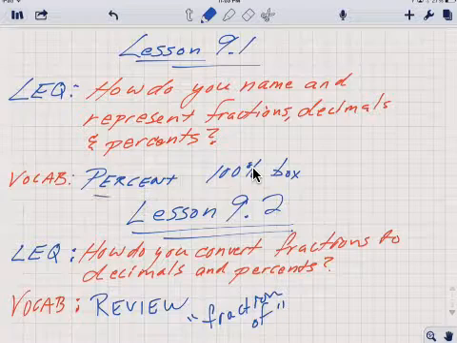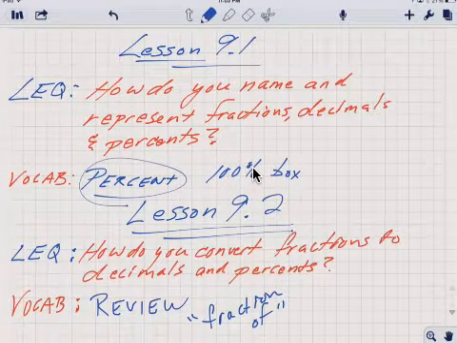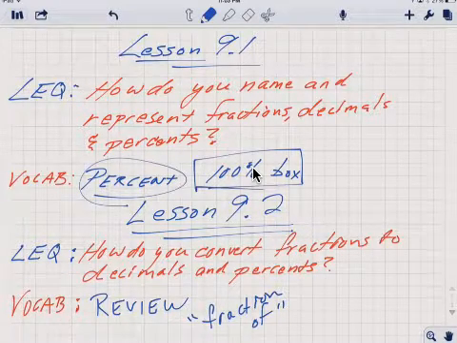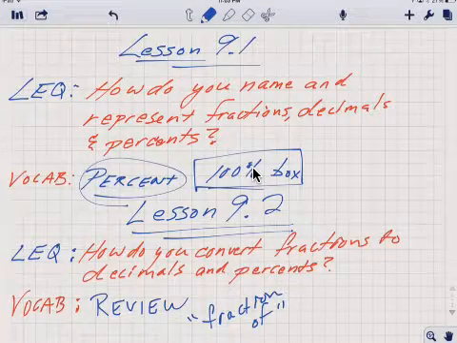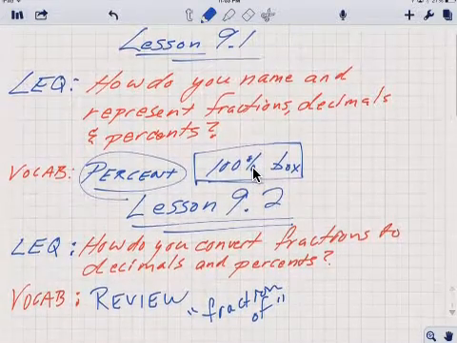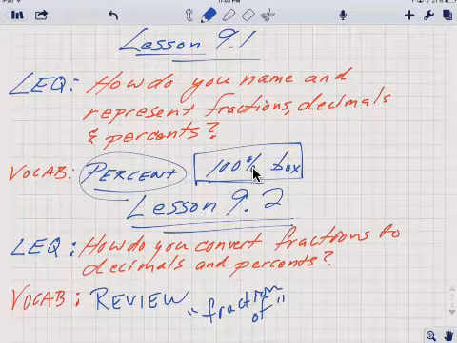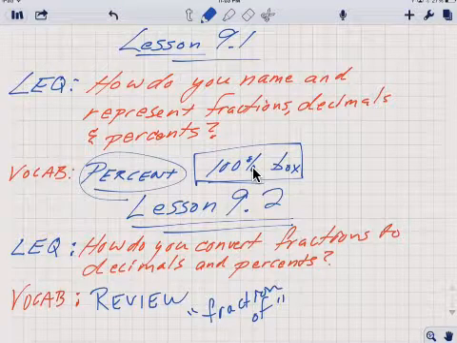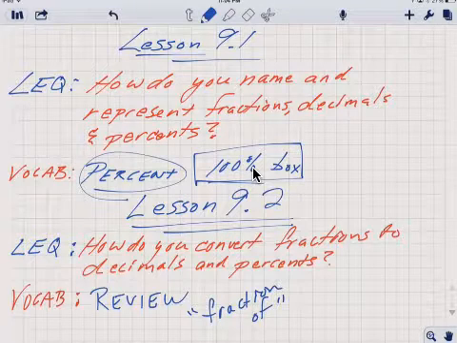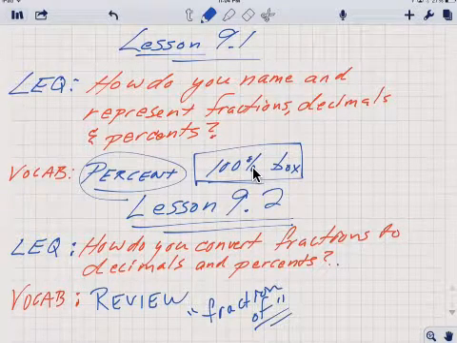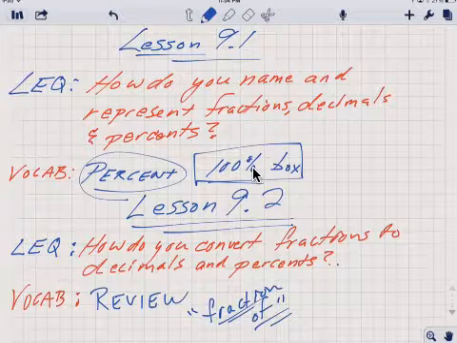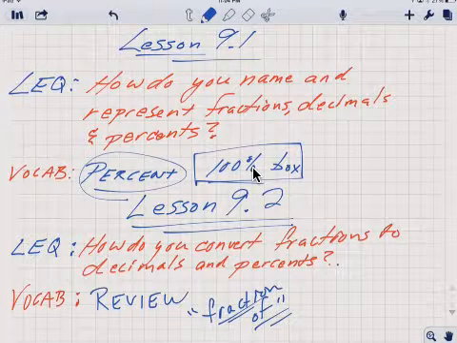Vocabulary for that today includes the word percent and a 100% box, meaning what's the complete whole object that's being broken apart. Lesson 9.2 is going to be how do you convert fractions to decimals and percentages. So they really do a lot of the same thing, but this particular lesson is going to bring back the fraction of problems. So you're going to see how to make fraction of and turn that into percents as well.